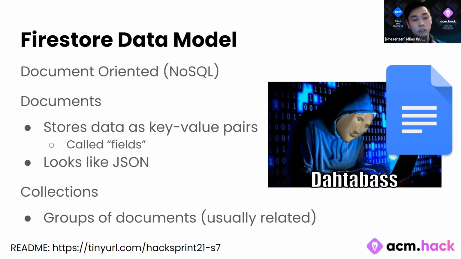Anyway, a document is the basic unit of storing data in Firestore. It stores its data as key value pairs. Firebase calls them fields. And it looks very much like JSON. If you recall, JSON is just a string representation of a JavaScript object. So documents are very geared towards this JSON type of format.